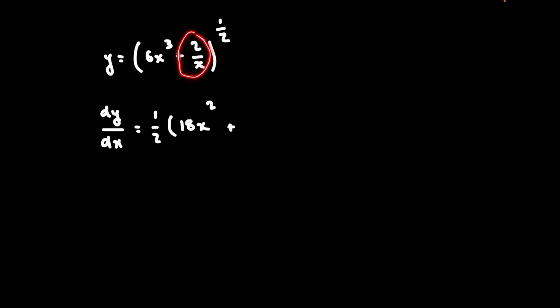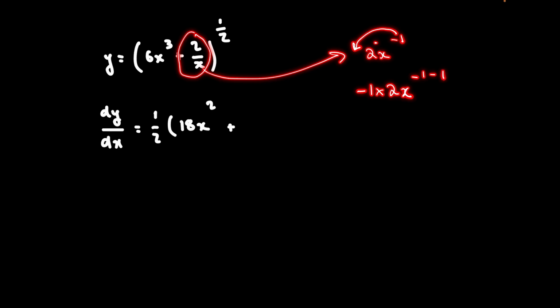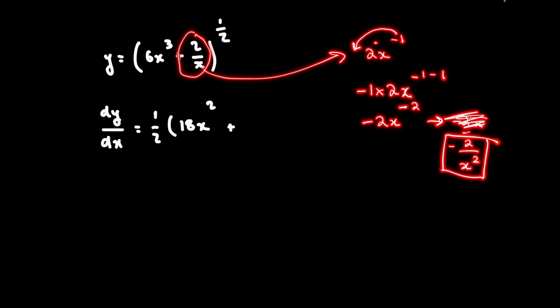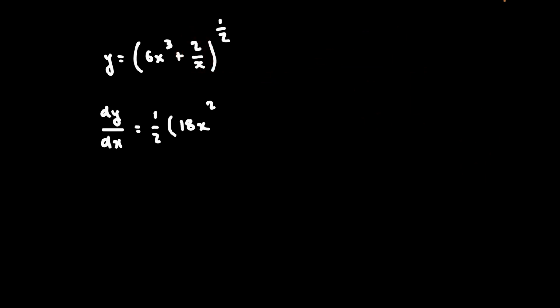And to find the derivative of 2 on x, I'm just going to write it as 2x to the power of minus 1. So then when we differentiate it, you bring the minus 1 to the front, so minus 1 times 2x to the power of minus 1 minus 1. And that would simplify to minus 2x to the power of minus 2, or simply minus 2 over x squared. So we can do that to this one as well.